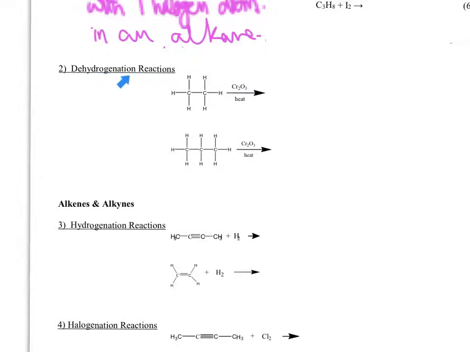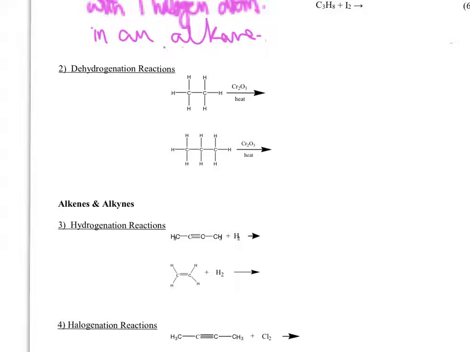Well, hydrogenation means adding hydrogen. De means not, or the opposite. So dehydrogenation means that you are removing hydrogens. For example, hydrated means that you are with water. Dehydrated means you're without water. It's the opposite. So dehydrogenation means you're removing hydrogen.